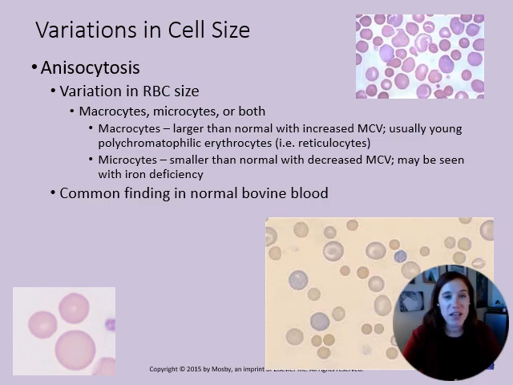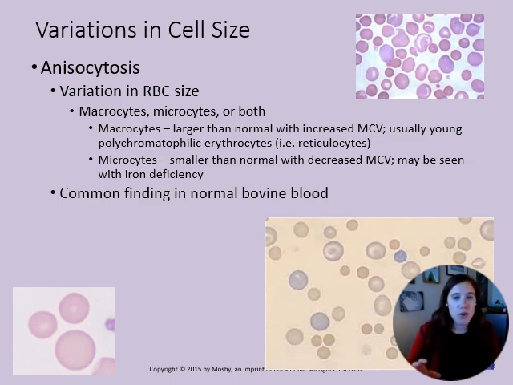Anisocytosis is a variation in red blood cell size. We can see this in macrocytes, microcytes, or even both. Macrocytes are larger than normal with increased MCV. We usually see this in young polychromatic erythrocytes, and with reticulocytes for sure. Microcytes are smaller than normal, with a decreased MCV on the CBC, and we can see this potentially with some iron deficiency. It's common to find this in normal bovine blood.